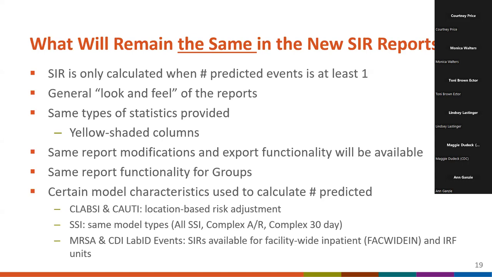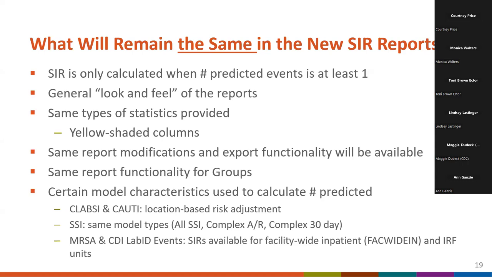The same types of statistics will be provided to you, the p-values, the 95% confidence intervals. Those columns will still be shaded in yellow as you're used to. The same report modifications and the same export functionality will be available on the new reports. The same functionality for groups will exist. And certain model characteristics that are used to calculate the number of predicted events will also stay the same. So for example, for CLABSI and CAUTI, those models are based on location data, and they provide a risk adjustment based on the type of unit that has reported those data. So that is not changing.